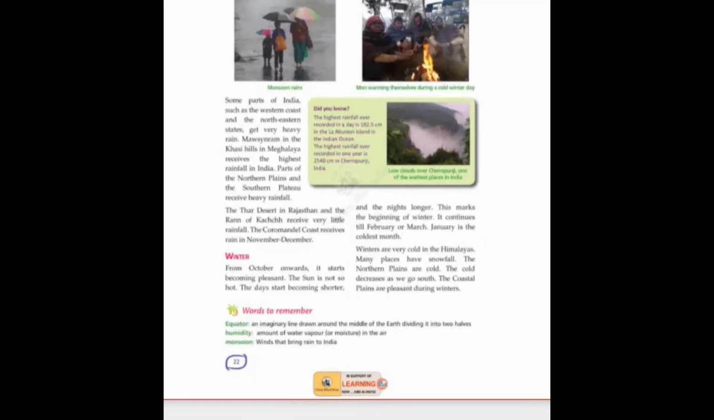Mawsynram in the Khasi Hills in Meghalaya received the highest rainfall in India.